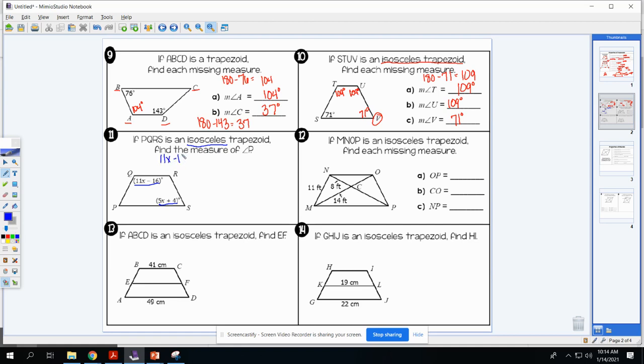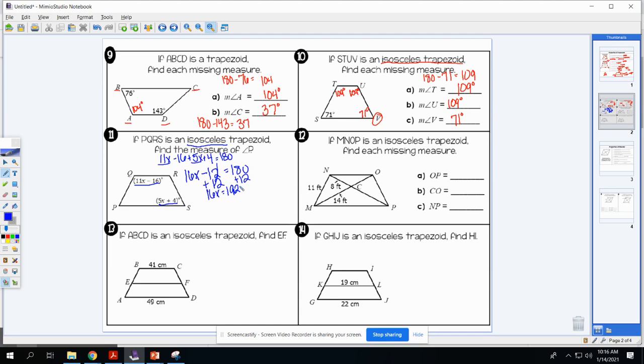So 11x minus 16 plus 5x plus 4 is equal to 180. And we want to combine like terms here, so combine our x's, combine our non-x's. So 11x plus 5x here is going to be 16x. Negative 16, positive 4, that's a minus 12. So 16x minus 12 equals 180. Got to add a 12 to both sides. Once we do that, we're going to get 16x is equal to 192.